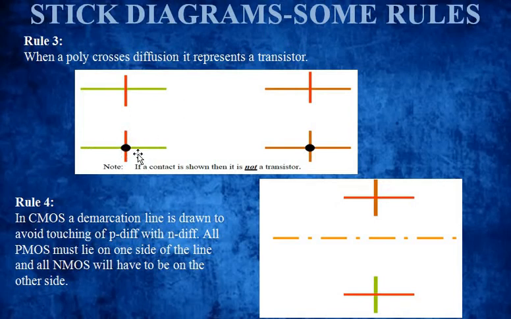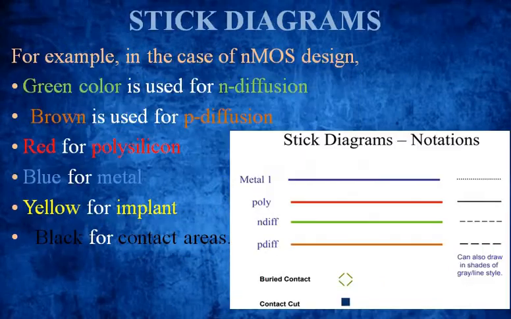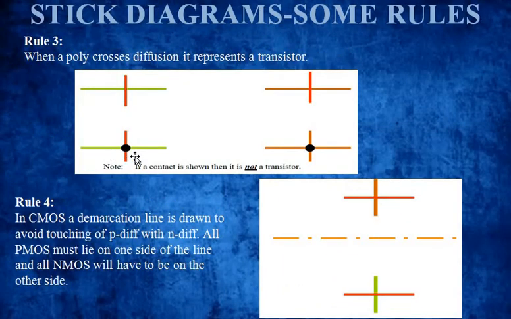This is your N transistor. As I have already said, N diffusion shows that you are having an N transistor. See here, green shows your N diffusion. Sorry, brown shows your P diffusion. So this is your N transistor. If you are having it like this, then it is your P transistor. So when a polysilicon crosses the diffusion, then it is representing a transistor.